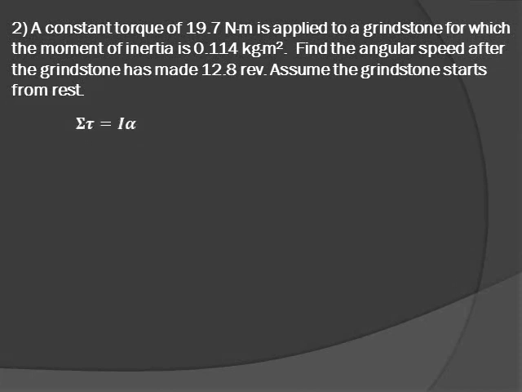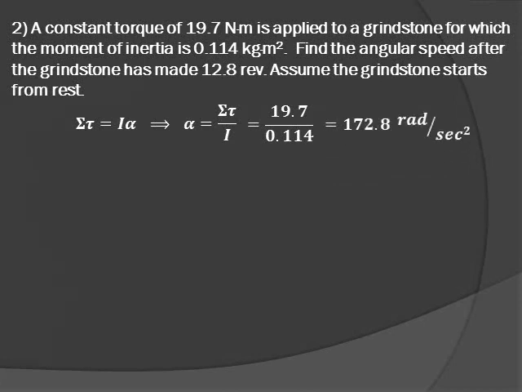So the net torque is going to be equal to the moment of inertia times the angular acceleration. To find the angular acceleration, we need to take the total torque and divide it by the moment of inertia. Well, we have the total torque. That's going to be 19.7 divided by the moment of inertia, which is 0.114, and we get that the angular acceleration is going to be 172.8 radians per second squared.